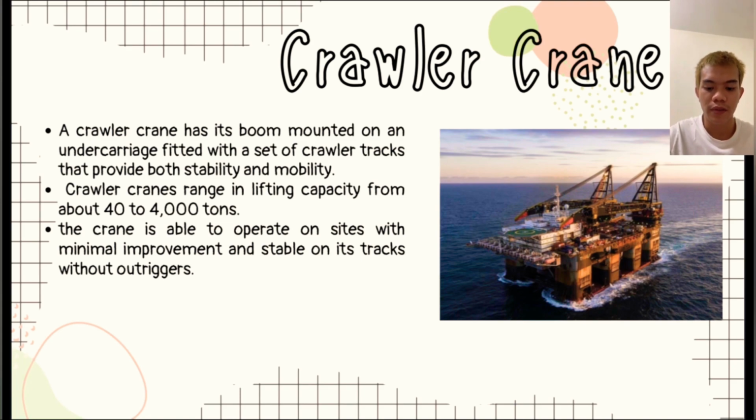Crawler crane. A crawler crane has its boom mounted on an undercarriage fitted with a set of crawler tracks that provide both stability and mobility. Crawler cranes range in lifting capacity from 40 to 4,000 tons. The main advantage of a crawler crane is ready mobility and use, since the crane is able to operate on sites with minimal improvement and is stable on its tracks without outriggers.